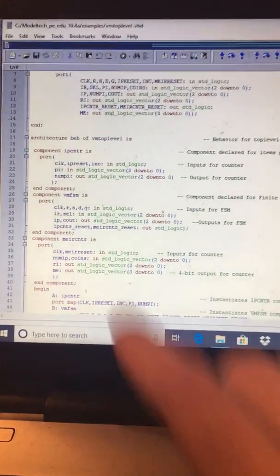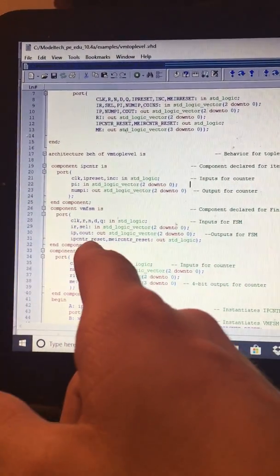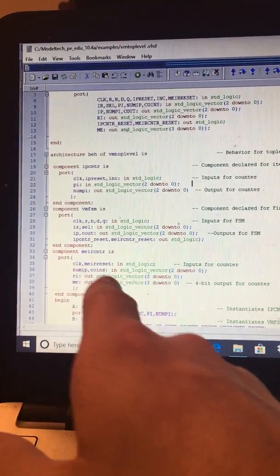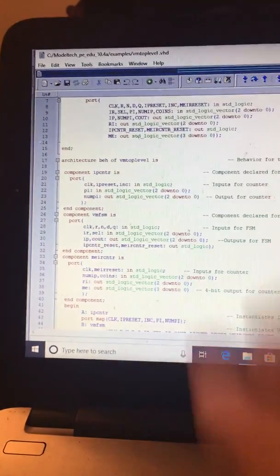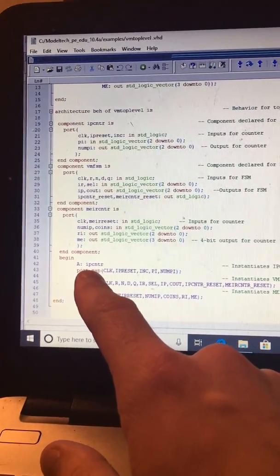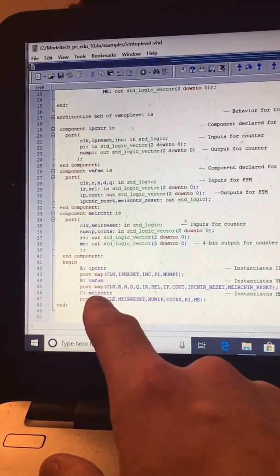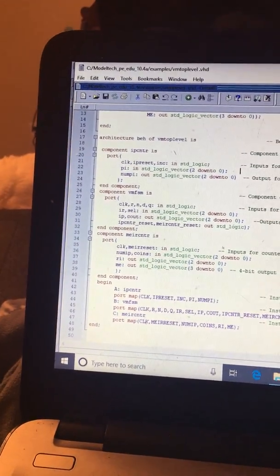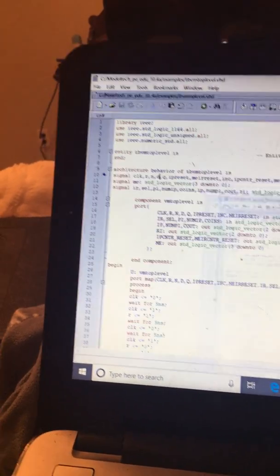Here's the architecture. Here's a component for the item purchase counter, and there's its inputs and outputs. Component for the finite state machine with its inputs and outputs, and component for the money entered item remaining counter and its inputs and outputs. Right here I'm instantiating the components: the IP counter, finite state machine, and the money entered item remaining counter. And that is it for the top level, so I will go over to the test bench.